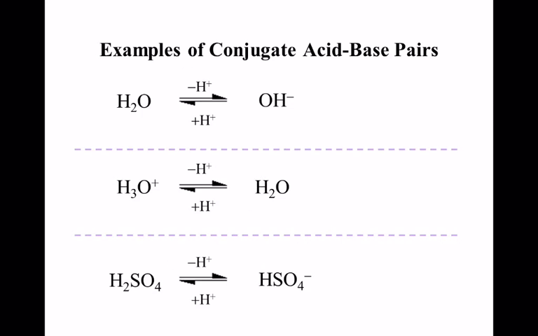These are all, if you look at each one individually, differing by a proton on either side. So these are examples of conjugate acid-base pairs. Going from left to right, this is the acid, this is the conjugate base. In the next one, it's a proton donor and a proton acceptor, so again acid, conjugate base. And again here, this is a proton donor, this is a proton acceptor, so we have acid, conjugate base.